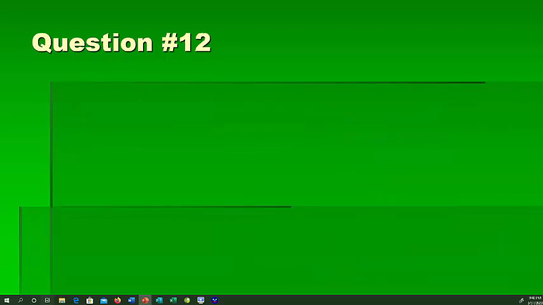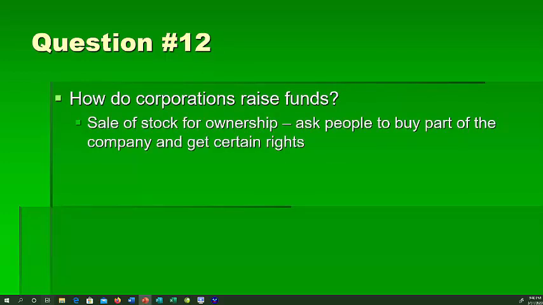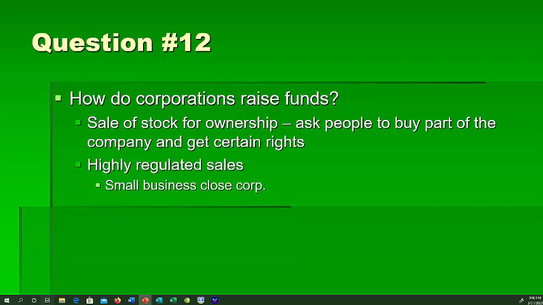Okay, question 12. How do corporations raise funds? They can get investors, so sale of stock for ownership. People will purchase equity in the business. You ask people to buy part of the company, and they get certain rights that go along with that.